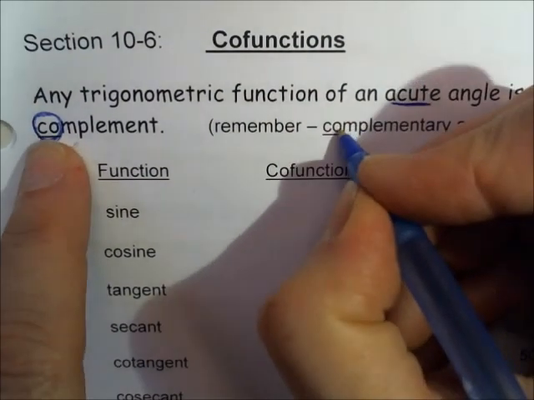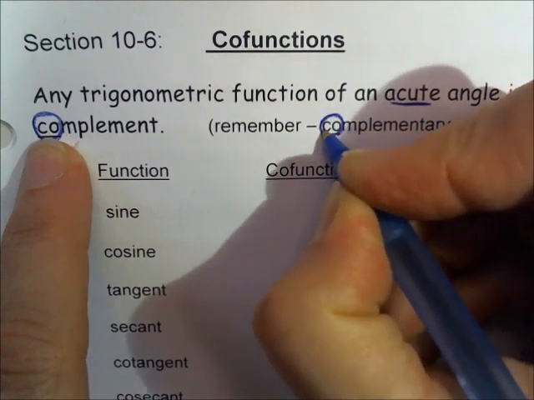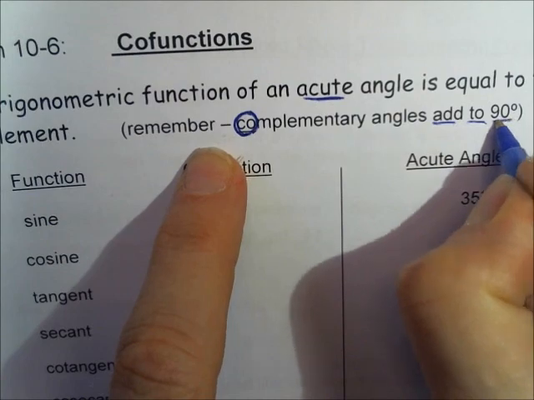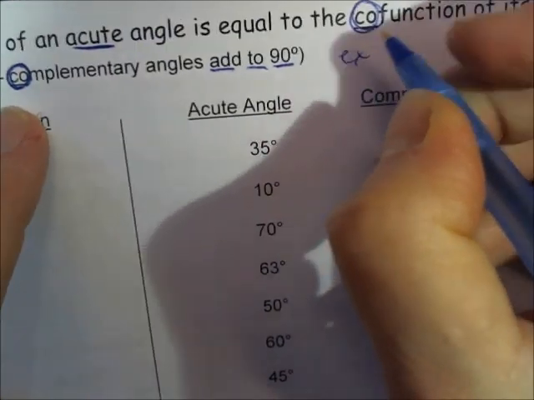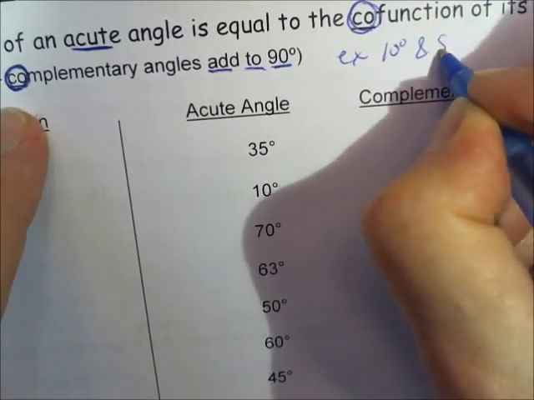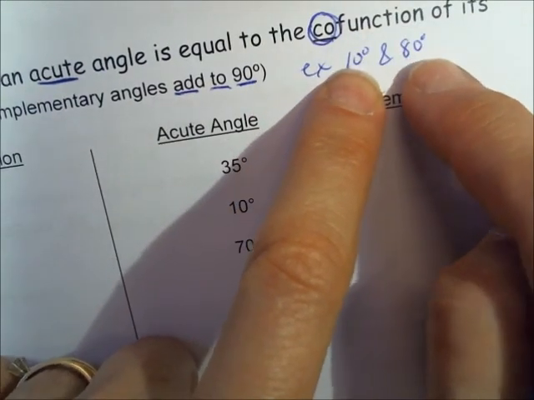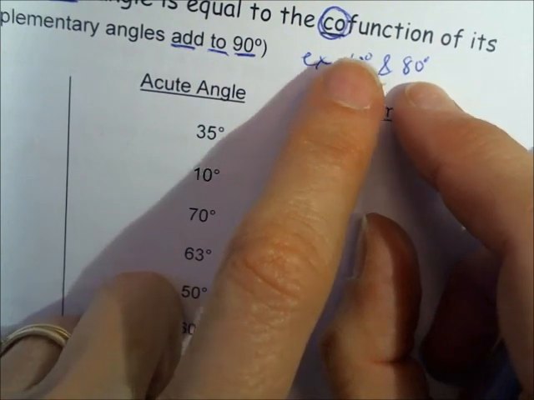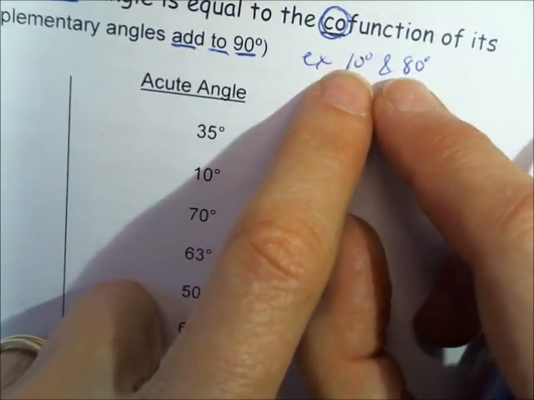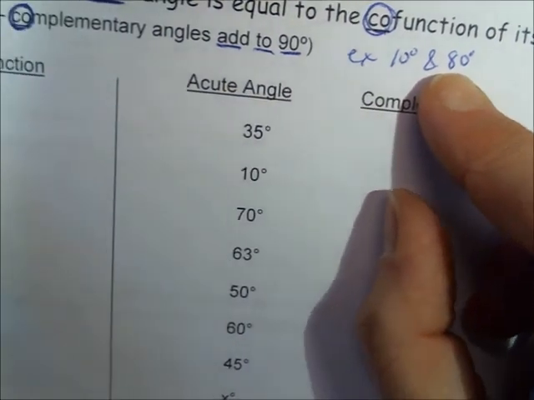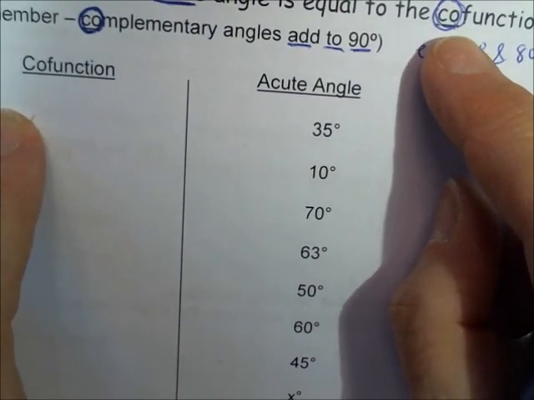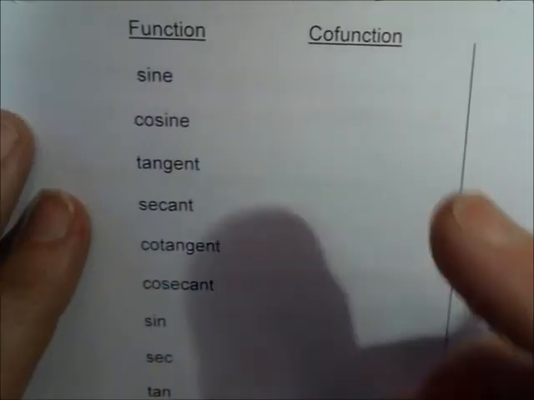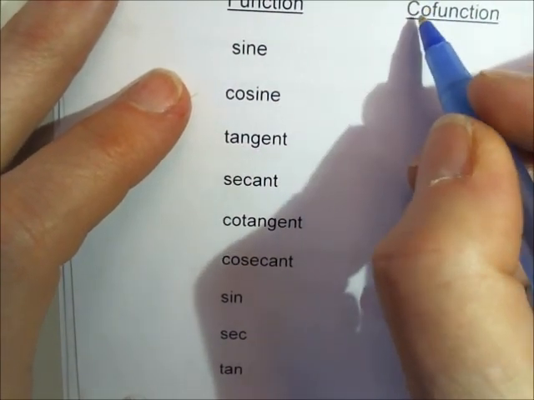And remember, from geometry class, or maybe from middle school, you remember the complementary angles add up to 90 degrees. For example, 10 degrees and 80 degrees are complementary angles, right? Or 20 and 70, or 45 and 45. Complementary angles add up to 90 degrees. So what we're going to be looking at is the cofunction of these acute angles in this way. This is what a cofunction is.